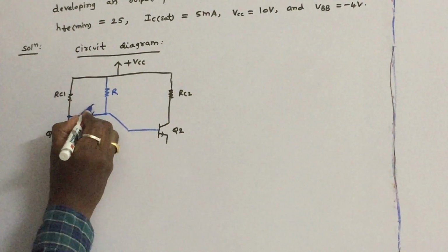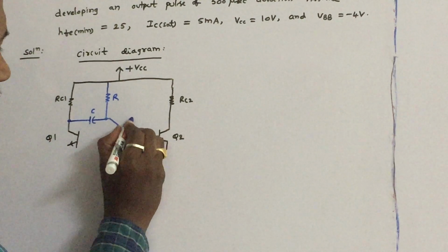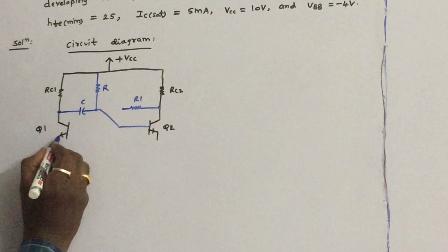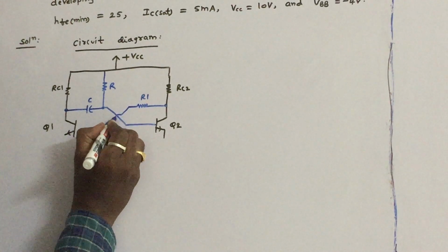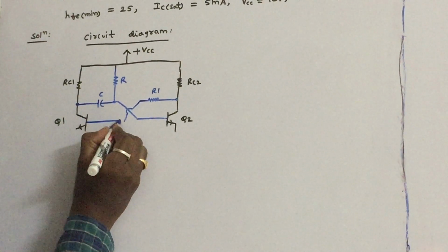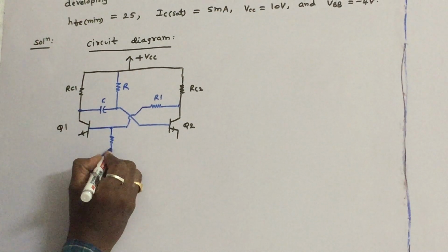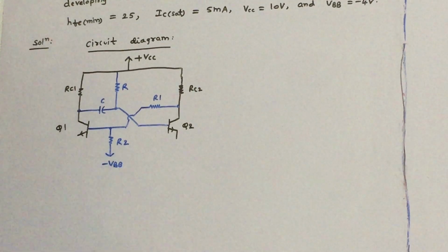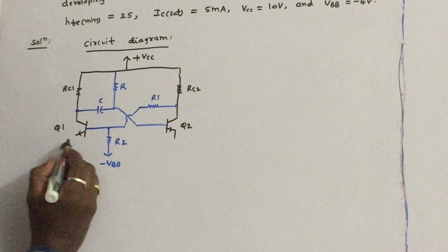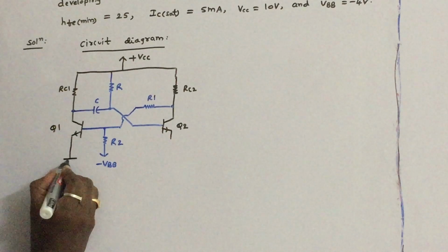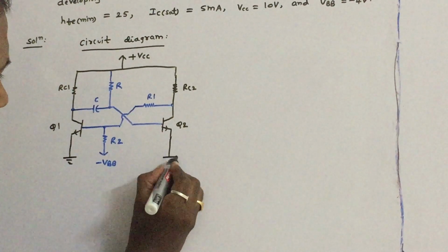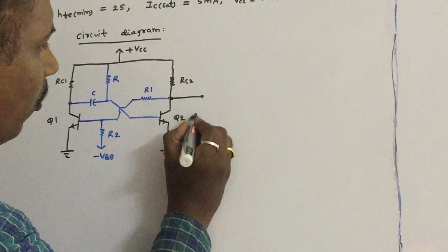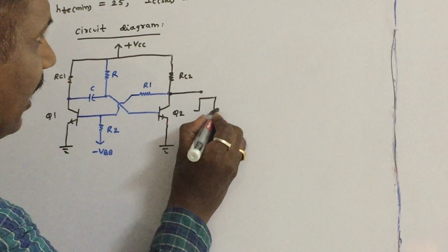Connect a resistor RC, and let us place here R1. Let us say this resistor is R2, connected to minus VBB. So this is a simple circuit. We can take the output at the collector of Q2, where we get a pulse.